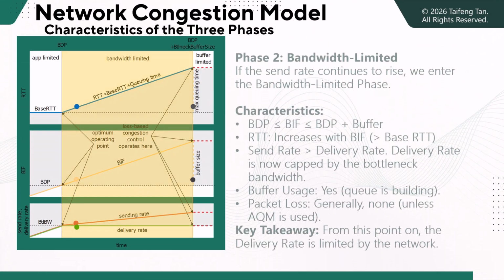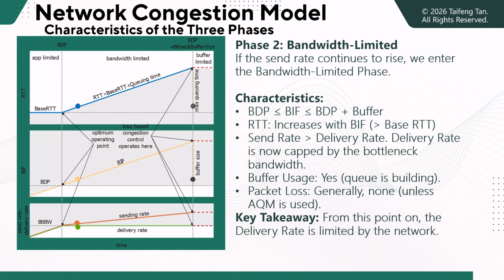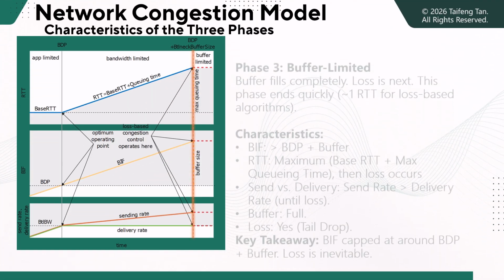Second, bandwidth limited. Now, bytes in flight is between BDP and BDP plus the buffer size. At this point, RTT starts to rise because the pipe is filling up. Send rate becomes greater than delivery rate. You're sending faster than the network can fully acknowledge. Critically, RTT and bytes in flight now move together. As bytes in flight goes up, RTT goes up. As bytes in flight dips, RTT dips. They're synchronized.